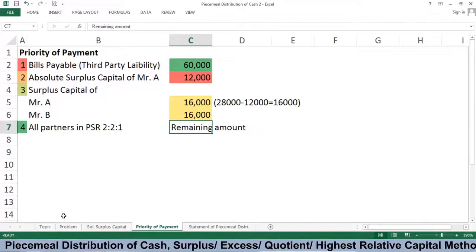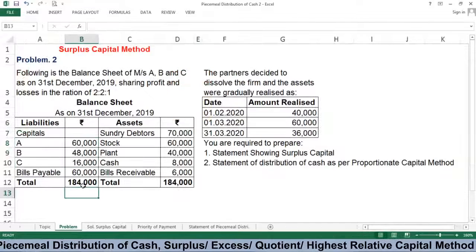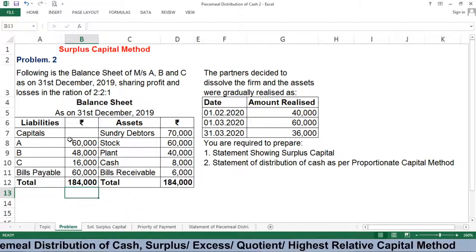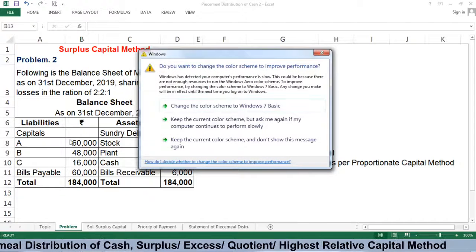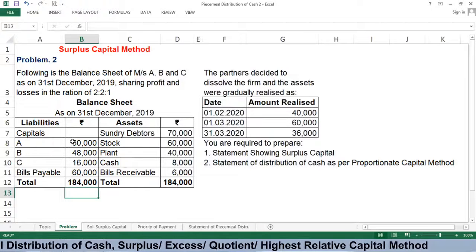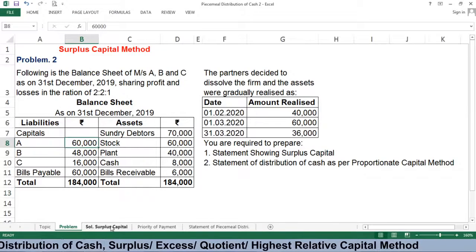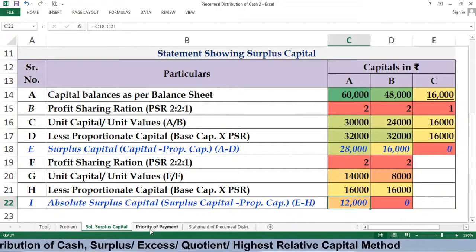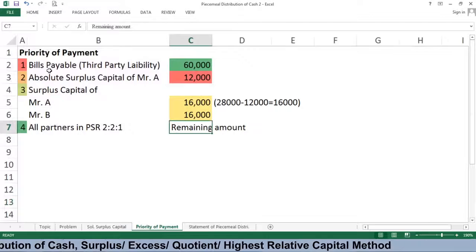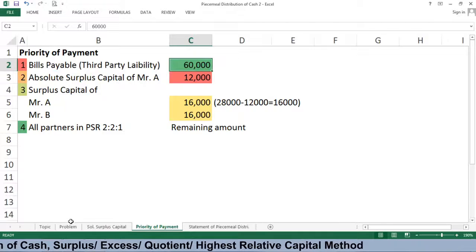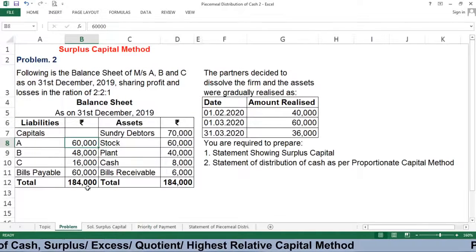In the priority of payment, we have to consider our problem, that is the example. In the third party liability, we have one liability, that is bills payable, which is 60,000. After the payment of bills payable, we will pay the partners in their surplus ratio. So let's check our priority of payment. First of all, we will have to pay third party liability, that is 60,000, which is bills payable. In the problem it is given bills payable 60,000.